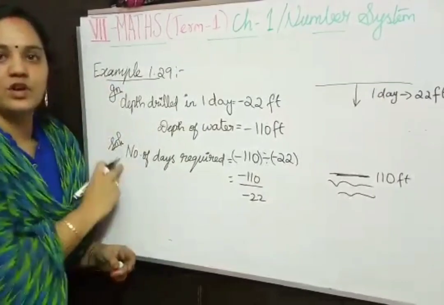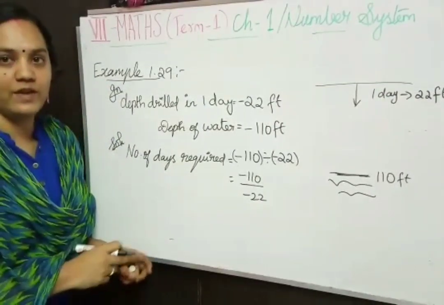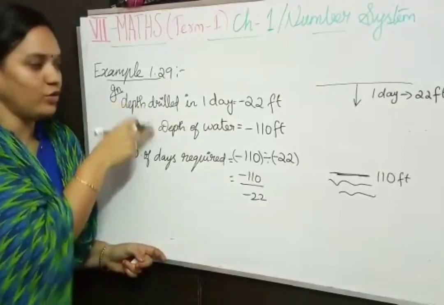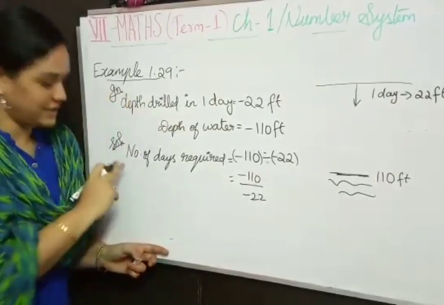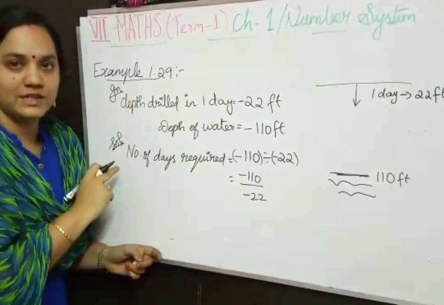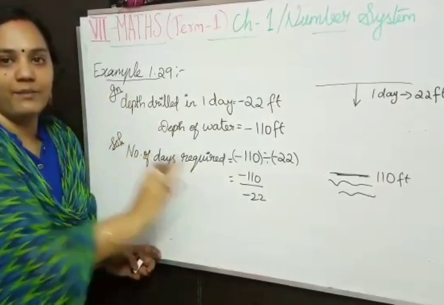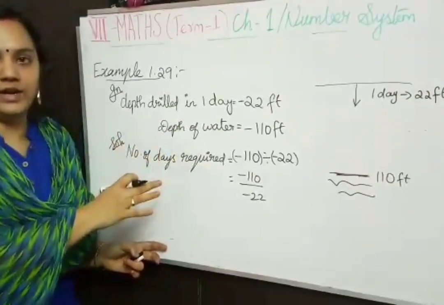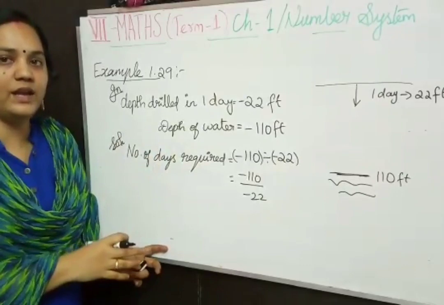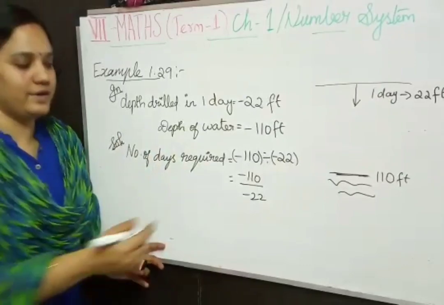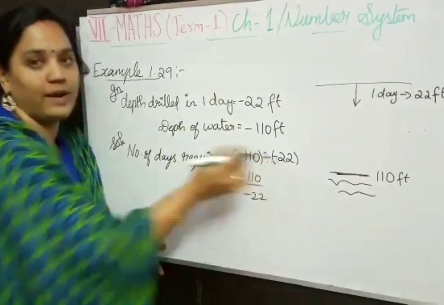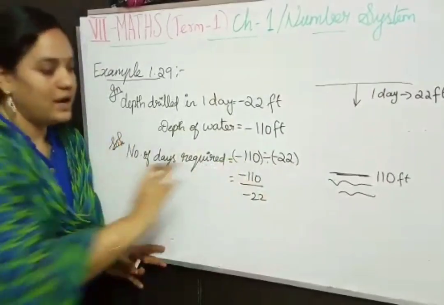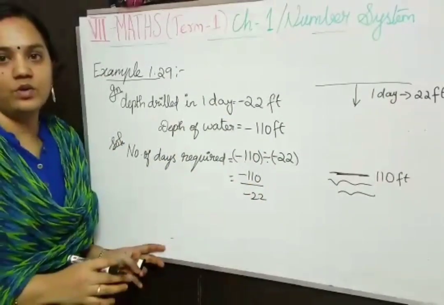So I am writing the solution here. I told you already we have to follow the steps. First I have written whatever is given in the problem. Next we have to write the solution, and I have written number of days required, which is what we have to find. What do we have to do? We have to divide both the numbers. So I am dividing 110 by -22.